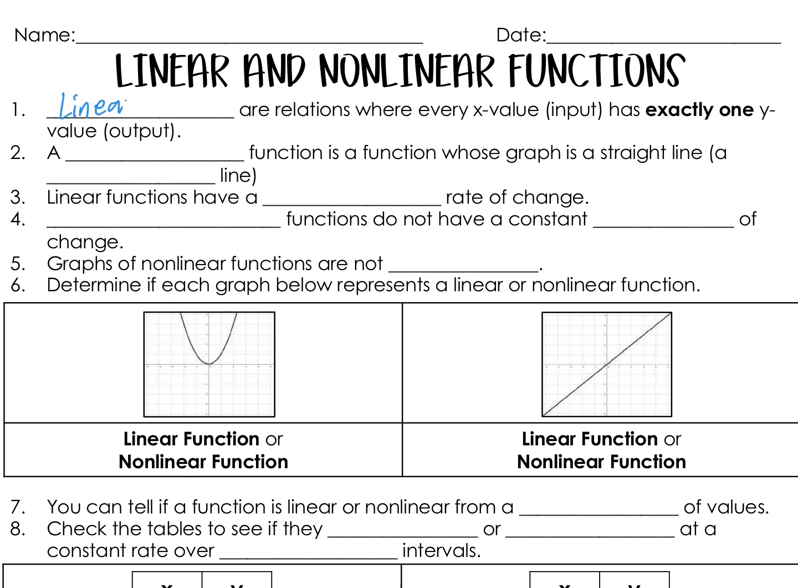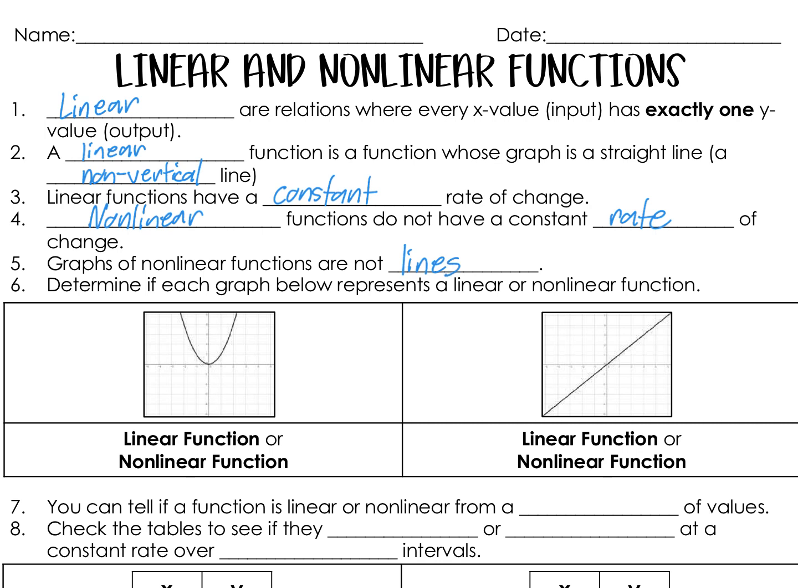Linear functions are relations where every x value or input has exactly one y value or output. A linear function is a function whose graph is a straight line. Linear functions have a constant rate of change. Nonlinear functions, on the other hand, do not have a constant rate of change. Graphs of nonlinear functions are not lines.